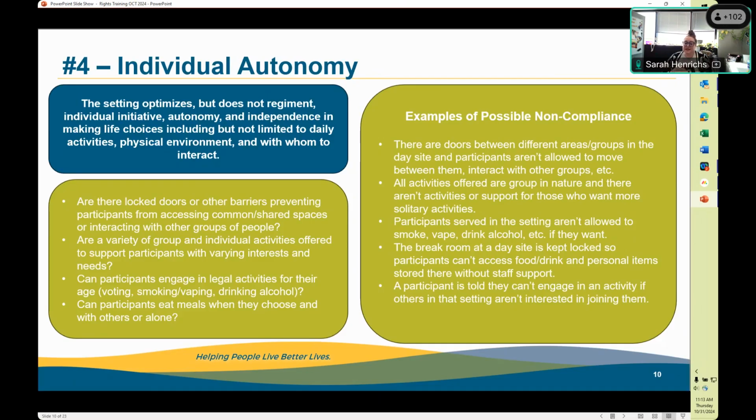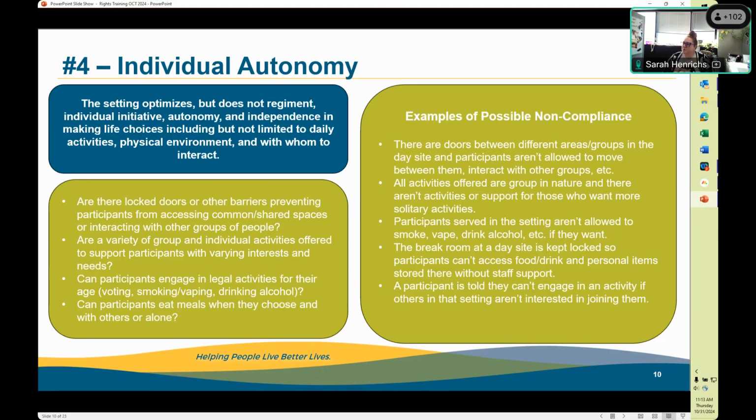If the break room at a day site was kept locked so participants couldn't get in there to access their food and drink, or vending machines, or their own possessions without staff support, or if a participant was told they couldn't engage in an activity if others in that setting aren't interested in also engaging in that activity. Those would be some examples of non-compliance with this aspect of the rule.